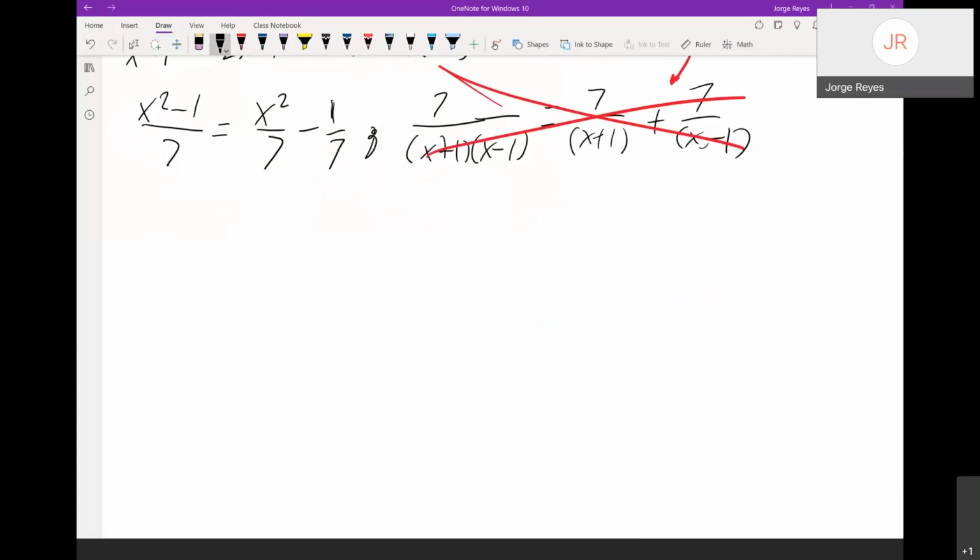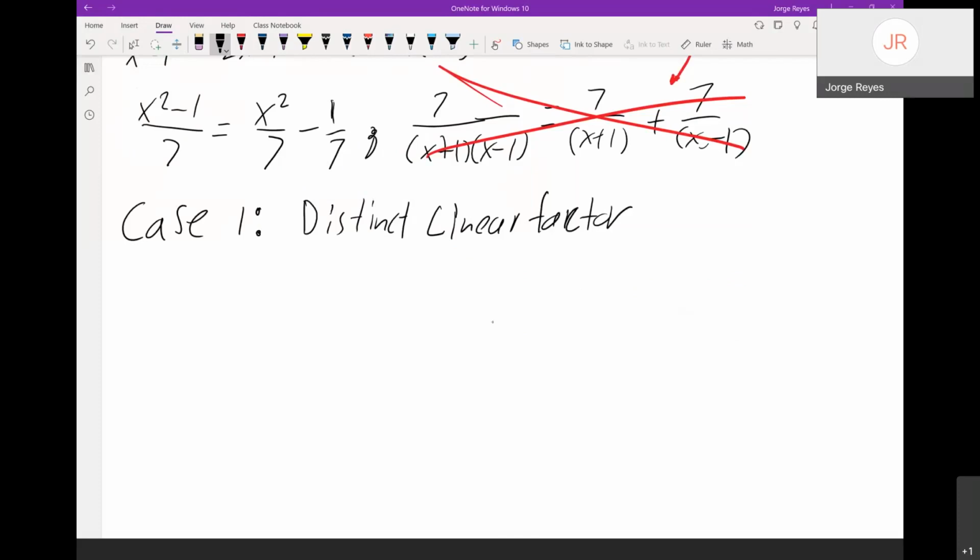And that's what partial fractions is all about. And really, we're going to have 4 cases. The first 2 are the most important, and that will show up on tests. All right. So case 1 is distinct linear factors.